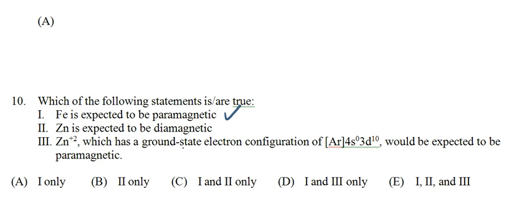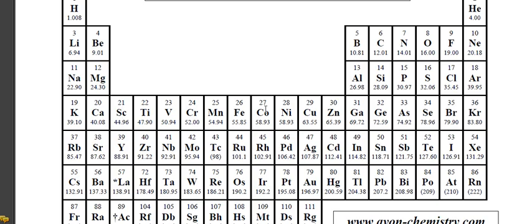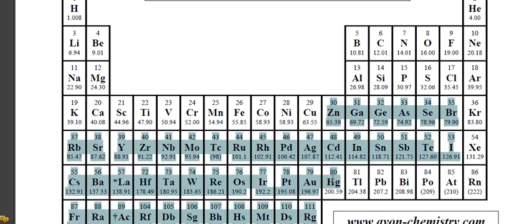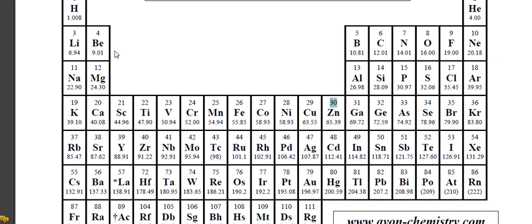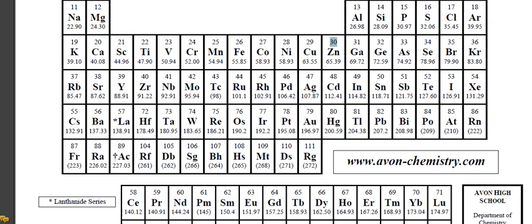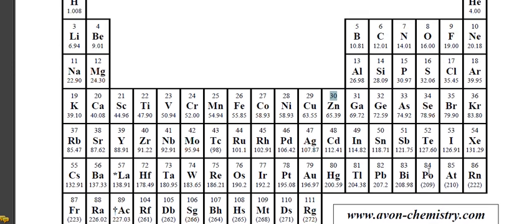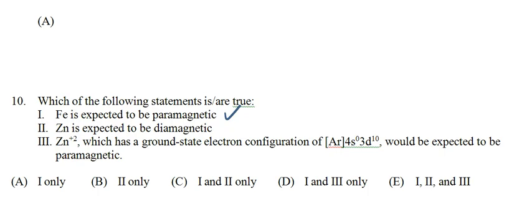Zinc is expected to be diamagnetic. Zinc is at the end of the column. When we look at diamagnetic compounds, we're looking at the end of group 2, or at the end of our s orbitals, the end of our d orbitals, the end of our p orbitals, and even the end of our f orbitals. These are for neutral elements. So zinc is diamagnetic.